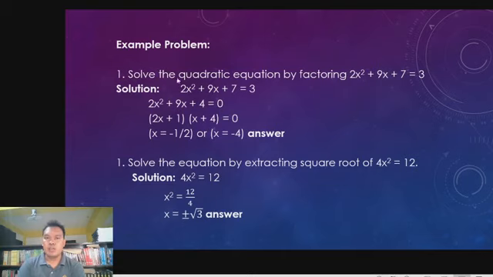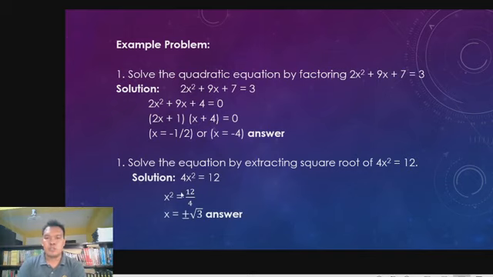So, example, we have a quadratic equation by factoring: 2x squared plus 9x plus 7 is equal to 3. So, by factoring, 2x squared plus 9x plus 4, the factors will be 2x plus 1 and x plus 4. Therefore, pag ilalabas ko yung 1 dun sa kabila, magiging 2x is equal to negative 1. Then, para matanggal yung 2 dun sa x, magiging x is equal to negative 1 half. Same din dito, pag nilipat ko itong 4 dun sa kabila, magiging x is equal to negative 4. Ito po yung answer.